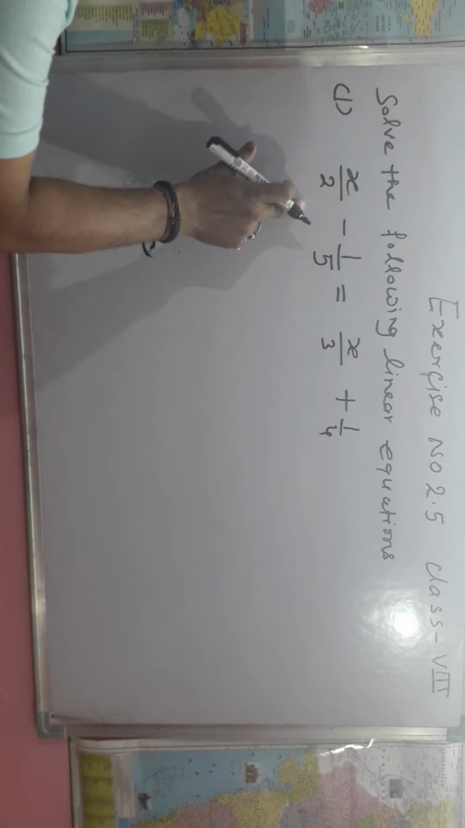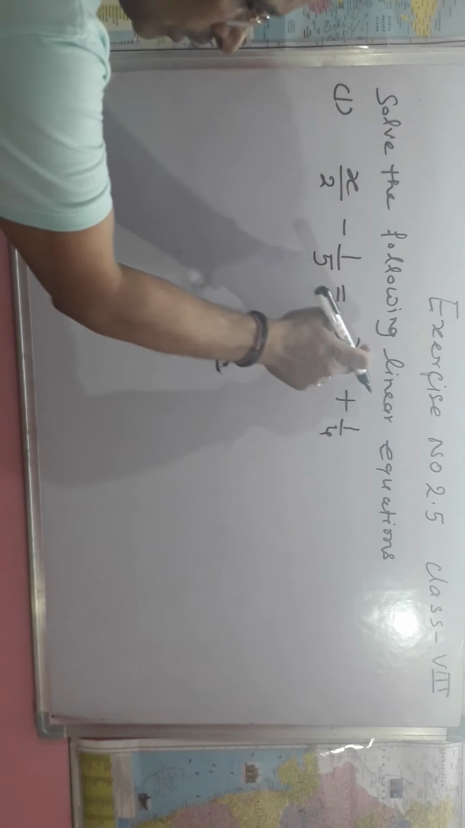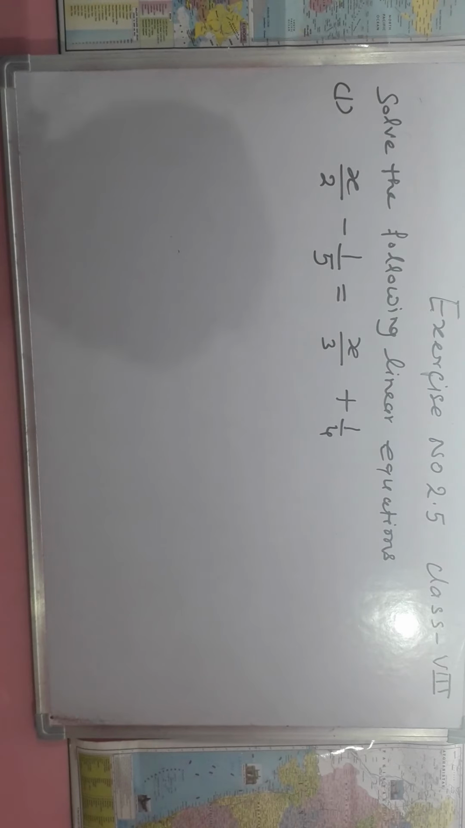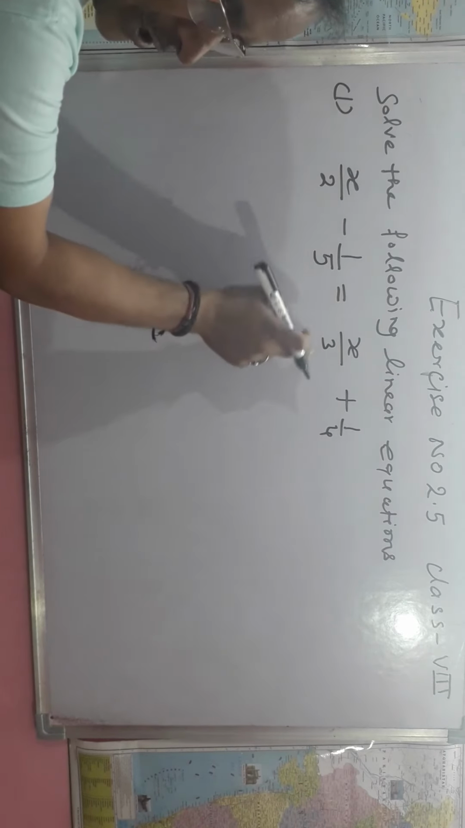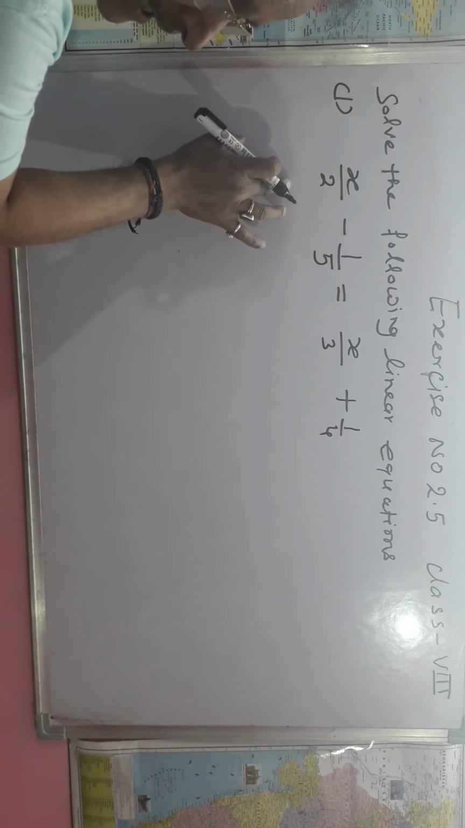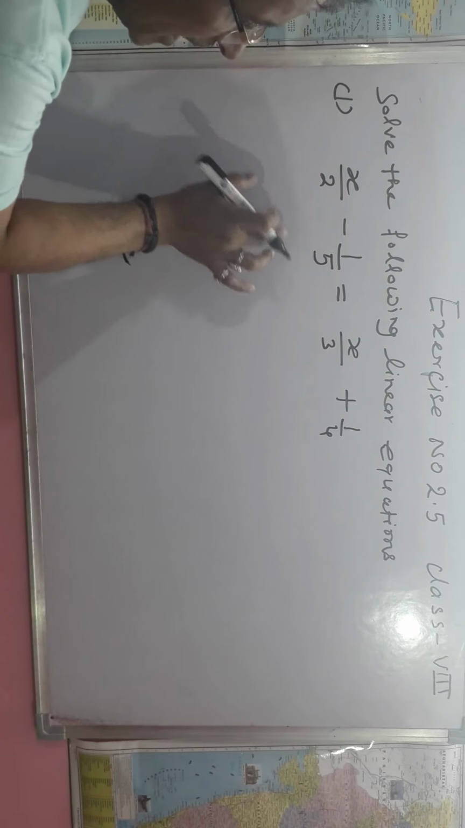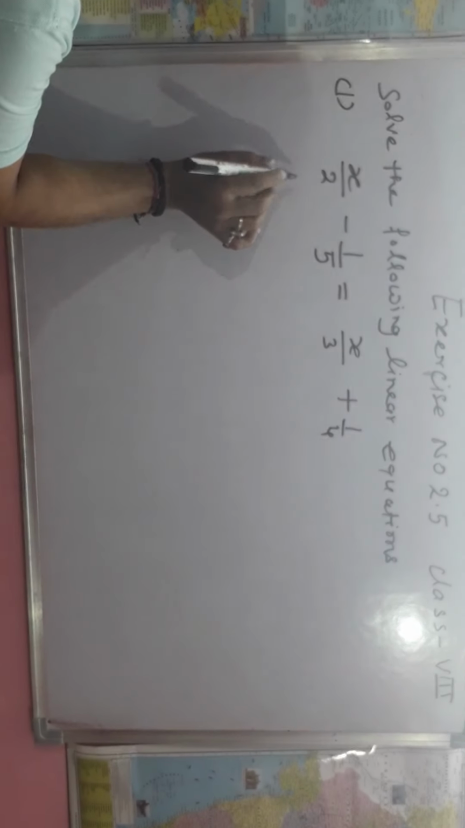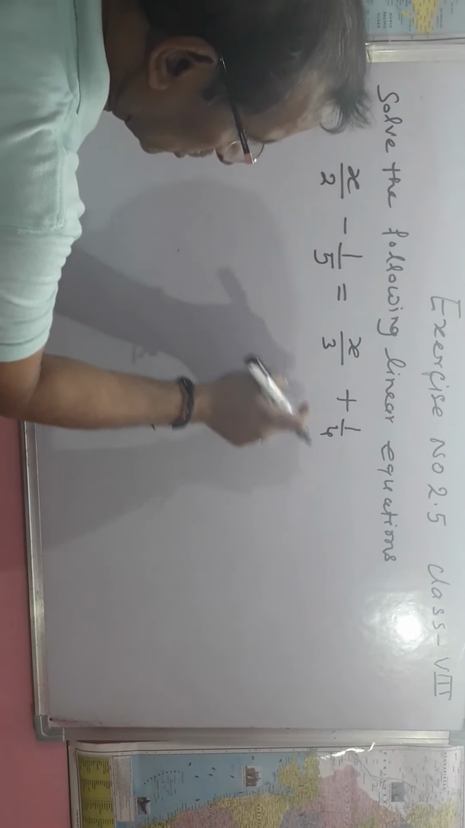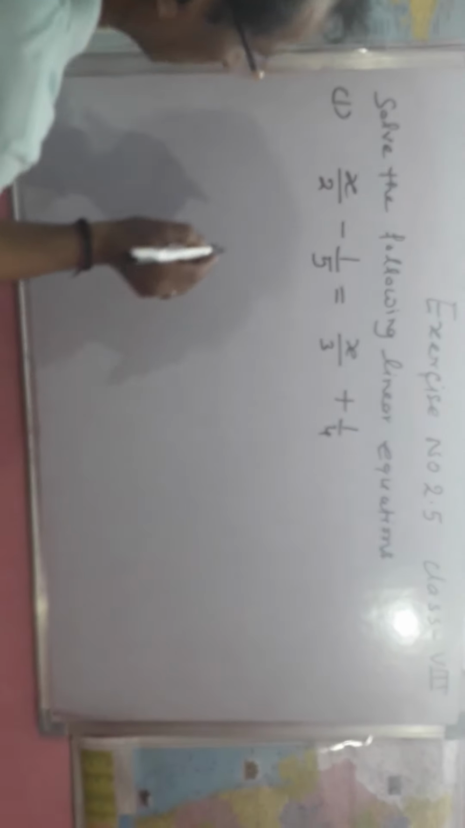Here x upon 2 minus 1 upon 5 is equal to x upon 3 plus 1 upon 4. In this question, we bring the like terms, those which consist of x, to one side and the constant quantities to the other side. Minus 1 upon 5 is a rational number and 1 upon 4 is also a rational number. So we have to bring these to the same side.